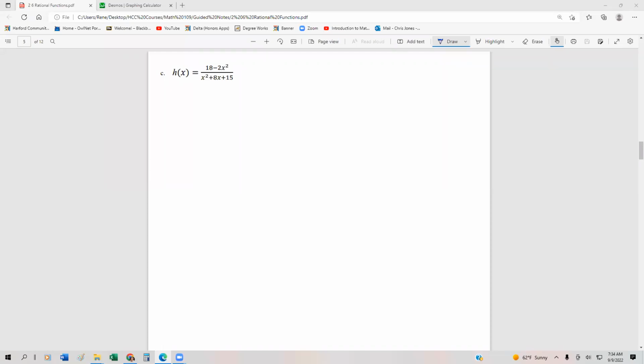A few more examples of being able to identify the key components of these rational functions we're going to look at. So we have this rational function, (18 minus 2x squared) over (x squared plus 8x plus 15). First thing we're going to do, find the domain. To find the domain, we set the denominator to not equal 0.